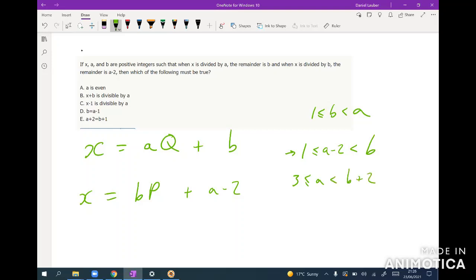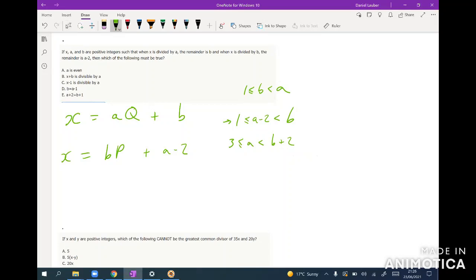Okay. And so, just having a look at this, well, this is a bit of a weird question, but literally just think about it on a number line. We've got 3 here, and then a is somewhere here. If a is here, then we know that a is less than b plus 2. But also b is less than a. So b must be somewhere over here, but b plus 2 must be somewhere over here to the right of a.